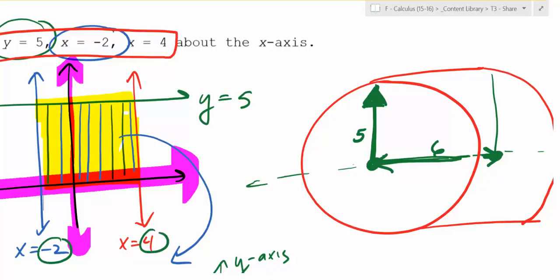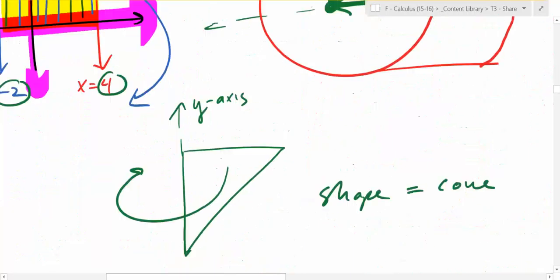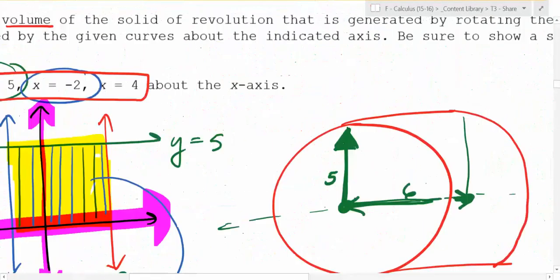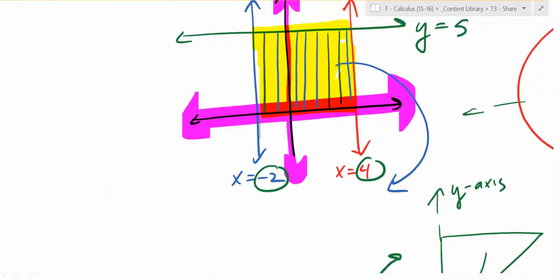So we're going to try to set this up as an integral here. What's the volume of a cylinder, Nick? What's that formula? Pi r squared times what? Height. Pi r squared times height. So on this one right here, we're going to integrate this.